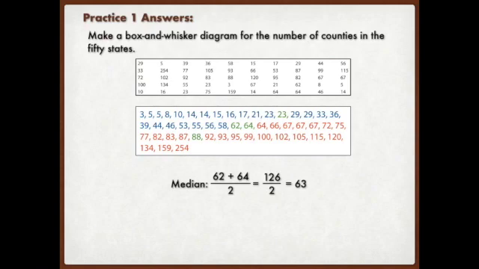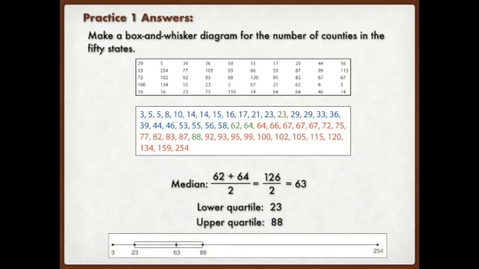Now I want to go ahead and find my middle number for the first half, and that's also marked in green, so that's going to be 23. And then now the upper quartile, I'm going to find what is the middle number of 64 to 254. And that's going to be 88. Okay, so finding my middle number.